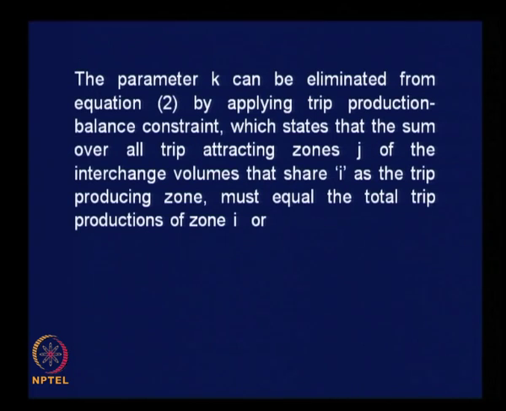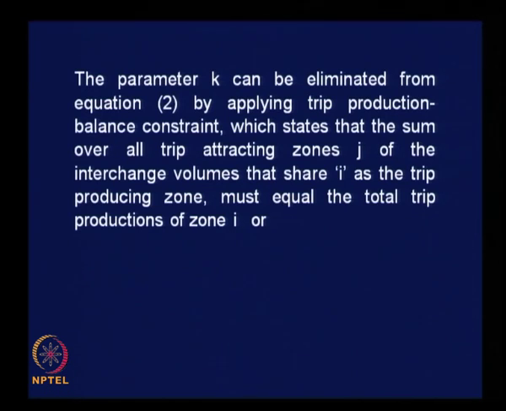Of course, the parameter k can be eliminated from equation 2 by applying trip production balance constraint, which states that the sum over all trip attracting zones j of the interchange volumes that share I as a trip producing zone must equal the total trip production of zone I.